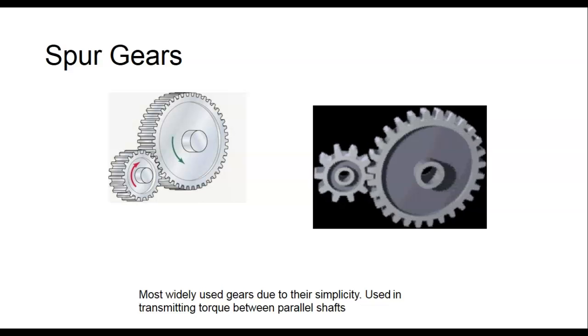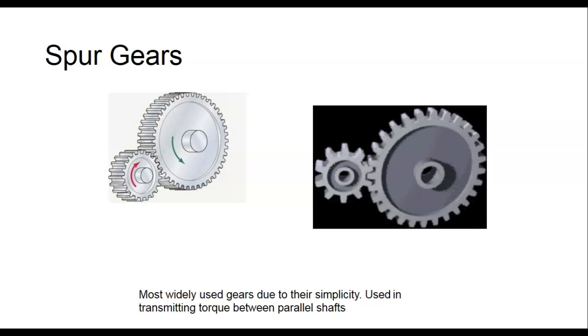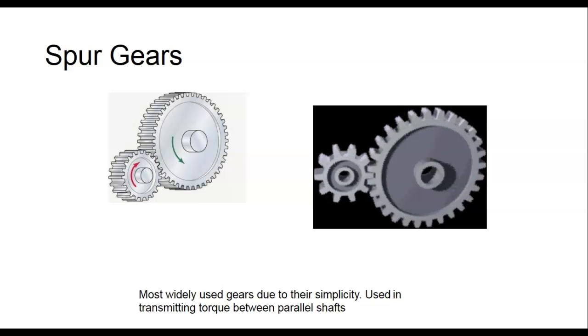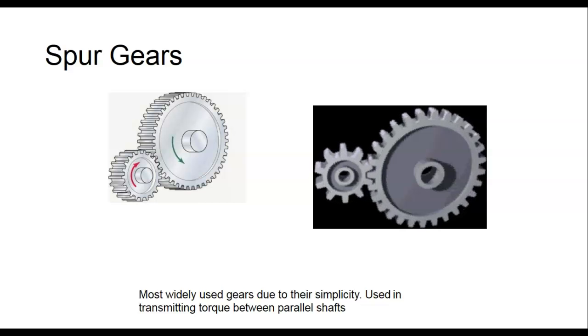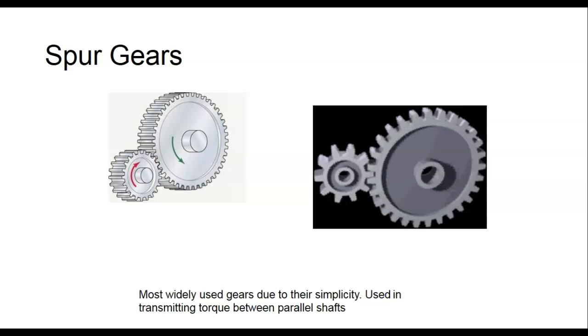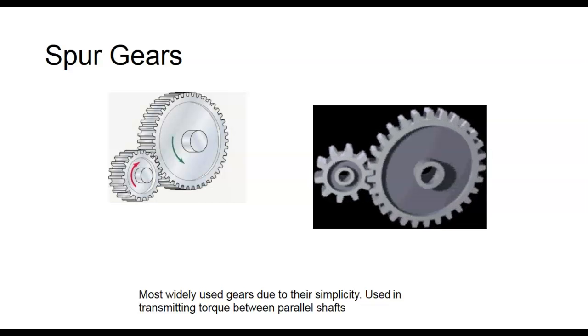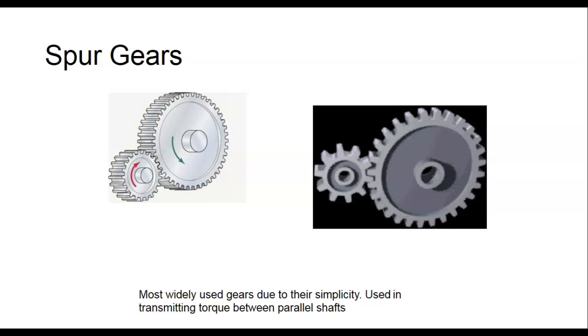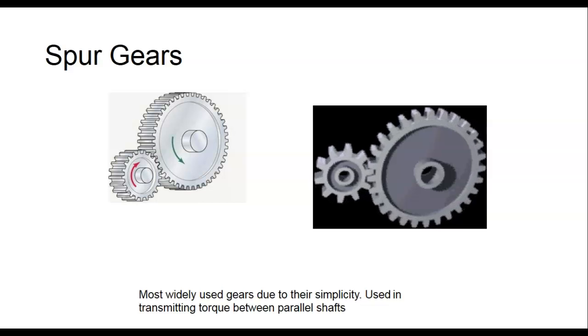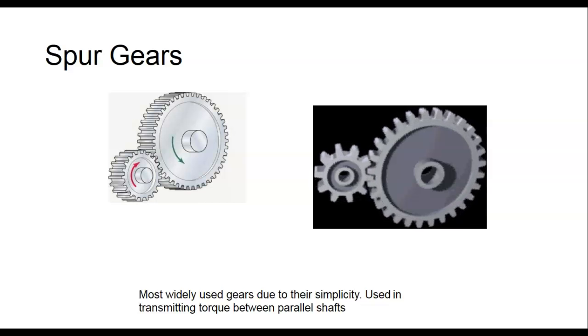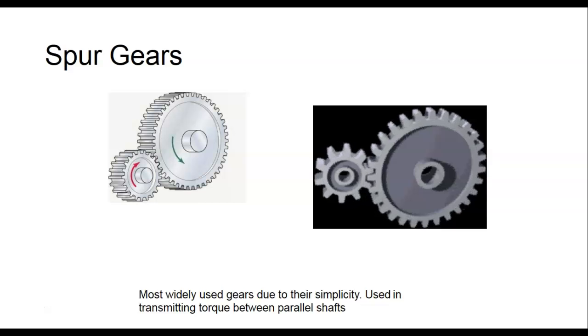So these are spur gears. This is probably the one you see most often. These are the most widely used gears, and they're used to transmit torque between two parallel shafts. Are we okay? So spur gears, you notice these are the easiest to make. They're very easy to make as far as gears go.